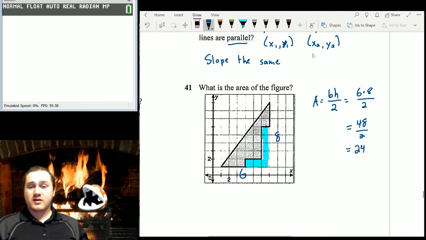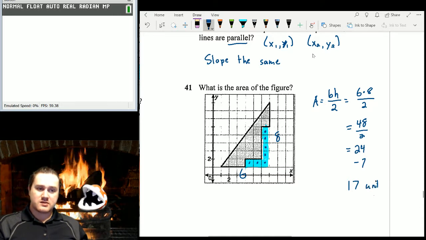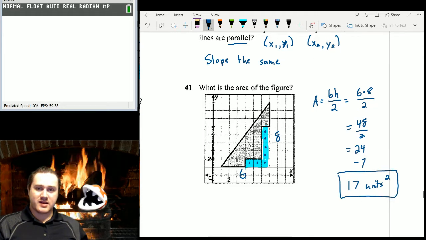But the figure is not just that triangle. We have these other squares here. But the good thing is each of these squares is 1. So I've got 1, 2, 3, 4, 5, 6, 7. All we've got to do is take 7 away from that. It gives us a total of 17 units squared. And that's the final answer. Again, base times height divided by 2 for a triangle, then take away the other parts that were already taken out.